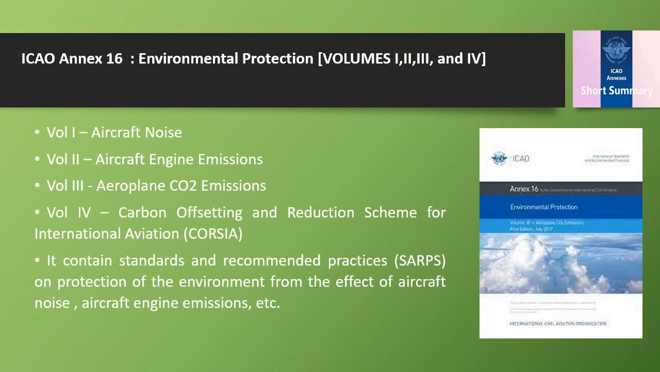ICAO Annex 16, Environmental Protection, Volumes 1, 2, 3 and 4. Volume 1, Aircraft Noise. Volume 2, Aircraft Engine Emissions. Volume 3, Aeroplane CO2 Emissions. Volume 4, Carbon Offsetting and Reduction Scheme for International Aviation, CORSIA. It contains standards and recommended practices, SARPs, on protection of the environment from the effect of aircraft noise, aircraft engine emissions, etc.